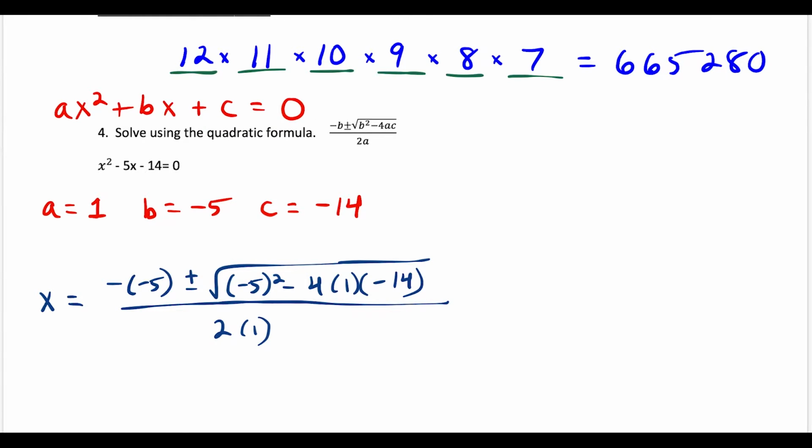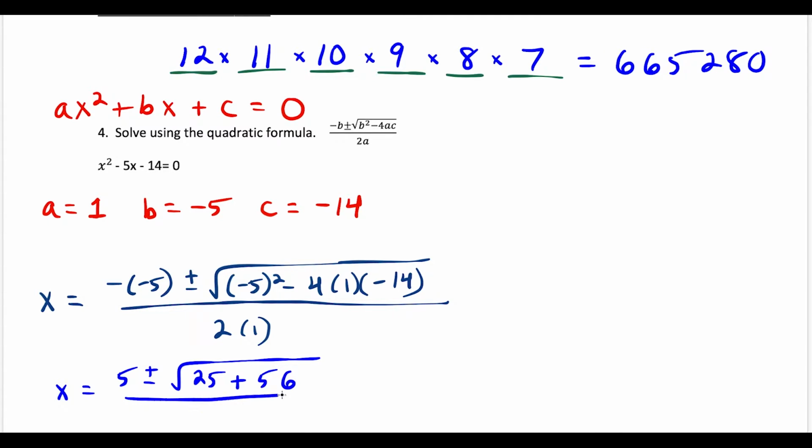So then what we're going to do from here is just simplify. We have x equals minus negative 5 is positive 5. Plus or minus, and we could use a calculator for this, but we'll just work this out. So negative 5 squared is 25. A negative times a negative goes positive. And then if we do 4 times 14, that's going to give us 56.